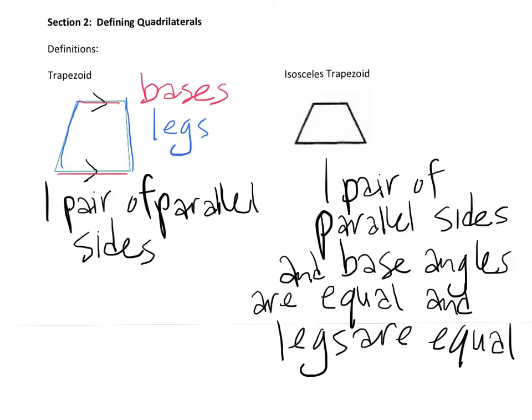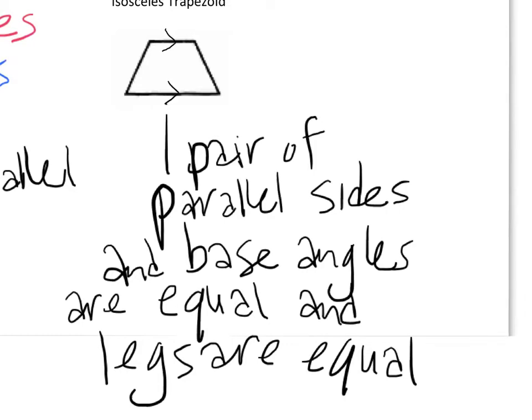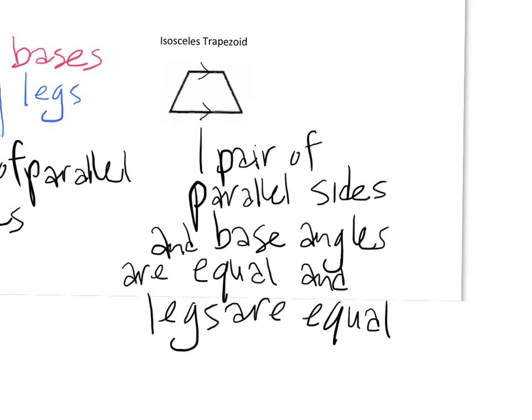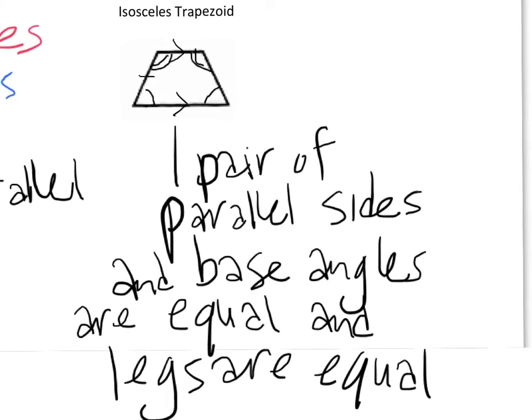So if we were to mark up our shape here, just to zoom in a little bit, it would mean that we know that those two sides are parallel. Our base angles, which we know our base is the parallel sides, so if the base angles are equal, it would mean that this angle is equal to that angle right up against our base, and then this angle is equal to that angle. And our legs are equal. And remember, our legs are our non-parallel sides, those other sides. So we would know that this side is equal to that side.